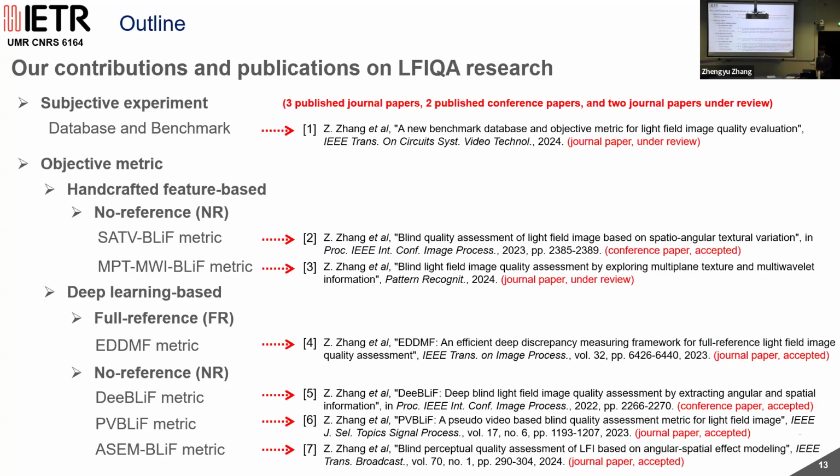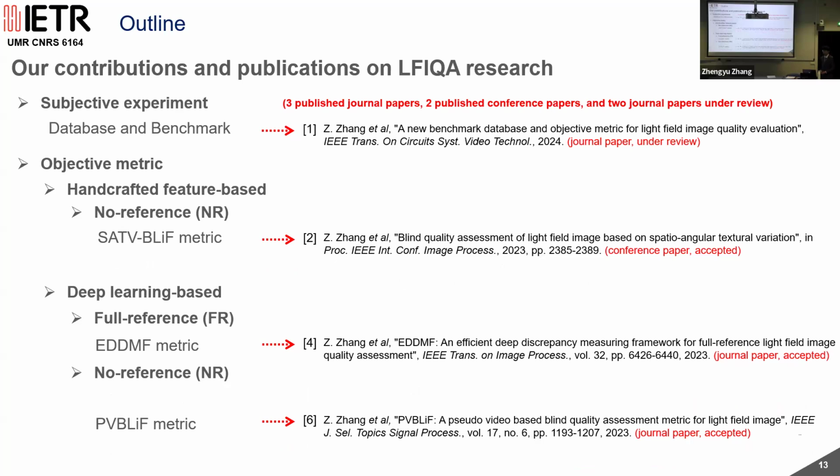Here I summarize the contributions of our work according to their types. Specifically, we conduct a new subjective experiment and database and propose several objective metrics, including 2 no-reference handcrafted feature-based metrics, 1 full-reference deep learning-based metric, and 3 no-reference deep learning-based metrics. This results in 7 publications. However, limited by time, in this defense, we only present 1 metric from each type.